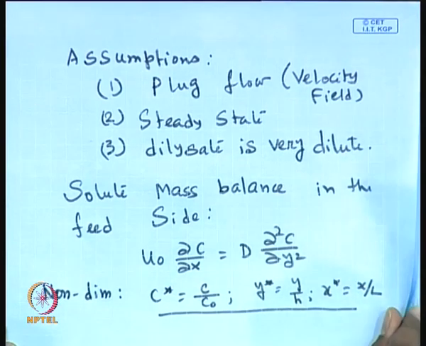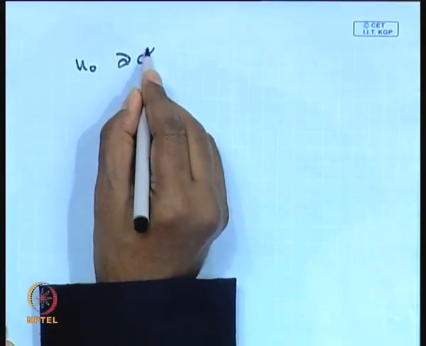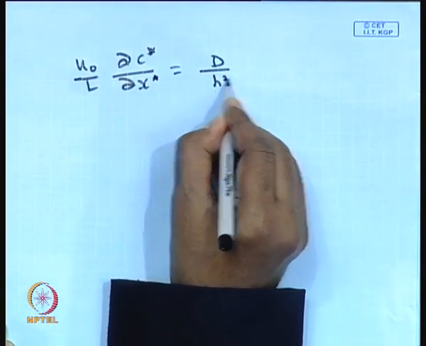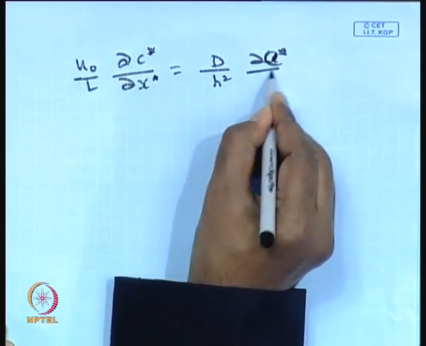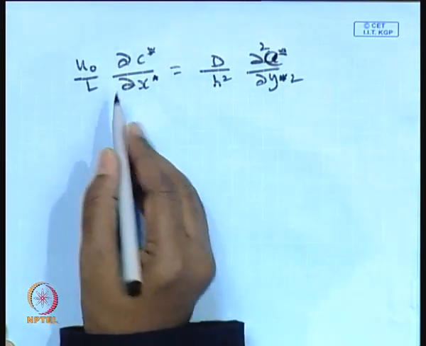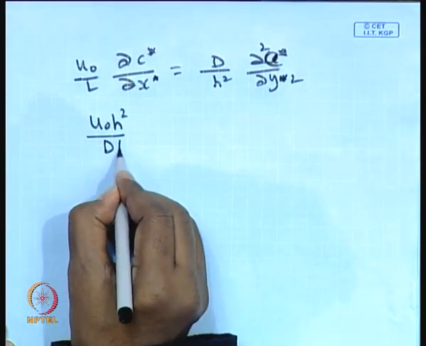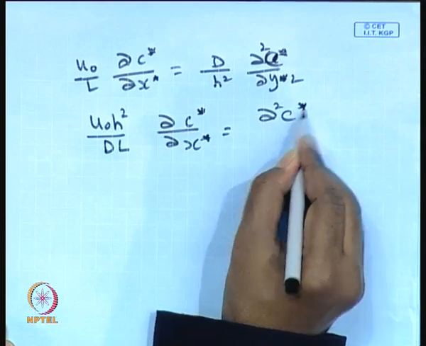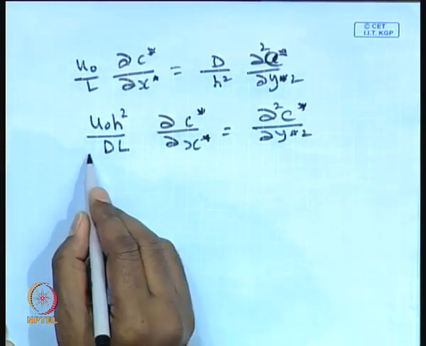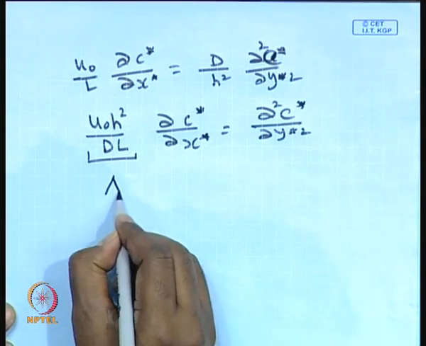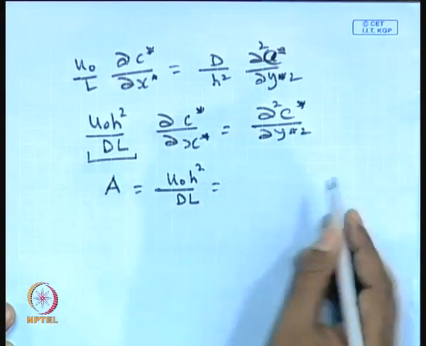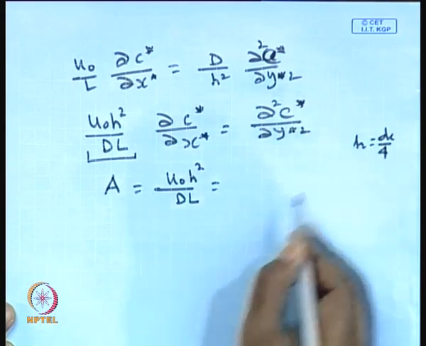So, what I have done, I have solved this problem using x by l, it does not matter really. Okay. So, if you substitute all these quantities there, this becomes u naught del c star over l del x star is equal to d over h square del square c star over del y star square. So, you will be getting u 0 h square by d l multiplied by del c star del x star is equal to del square c star del y star square. And this is nothing but the operating conditions, and this can be written as A is equal to u 0 h square by d l, and h can be replaced by equivalent diameter divided by 4 as we have done earlier.